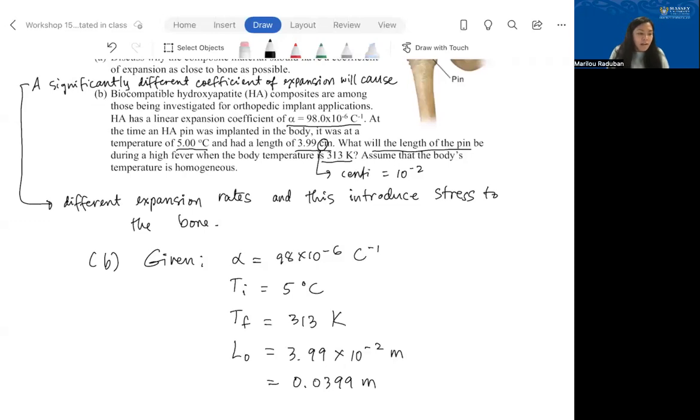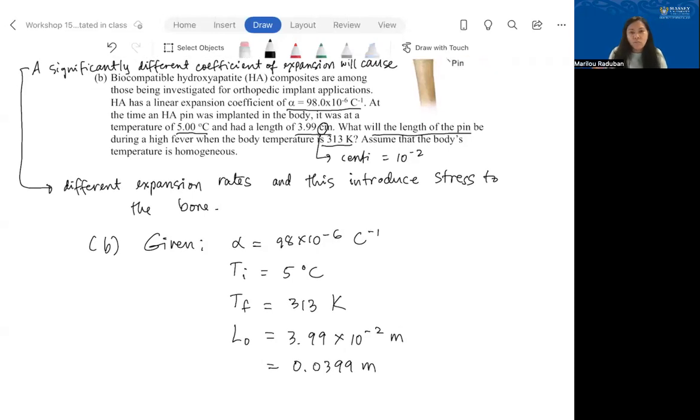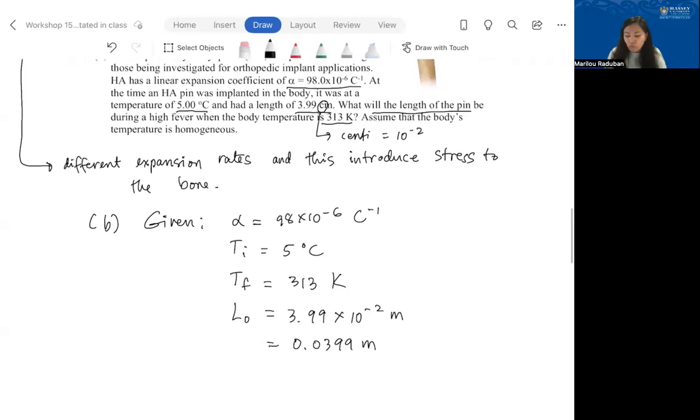Okay. The temperatures are different. The initial temperature is in Celsius. The final temperature is in Kelvin. So although we said that we'll be getting the change in temperature, make sure that the units for your initial and final temperatures are the same. Okay. So you either convert Celsius to Kelvin or Kelvin to Celsius.